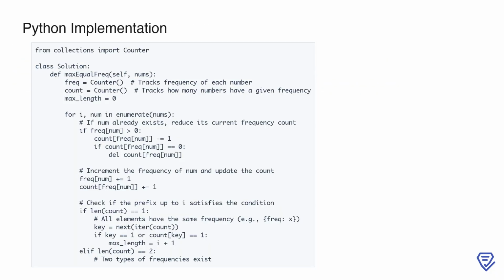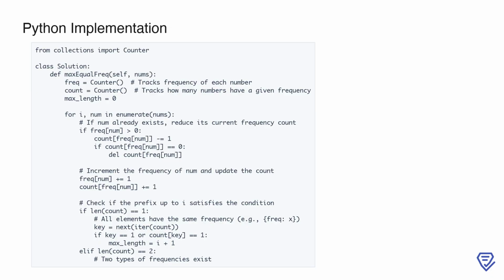Here, we begin by importing the Counter class from the collections module, which will help us efficiently manage frequency counts. Inside the Solution class, the method max_frequency is defined. This method takes a list of integers, nums, and aims to determine the maximum prefix length where the frequency of elements satisfies certain conditions. To achieve this, two Counter objects are initialized: frequency, which keeps track of the frequency of each number in nums, and count, which monitors how many numbers share a particular frequency. We also initialize max_length to 0, which will store the result.